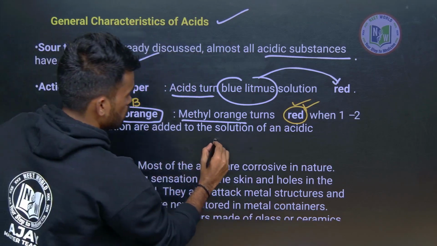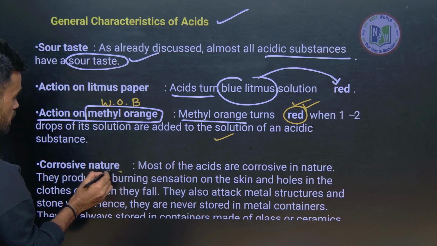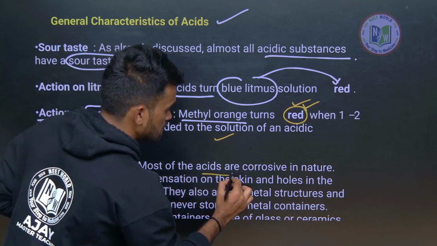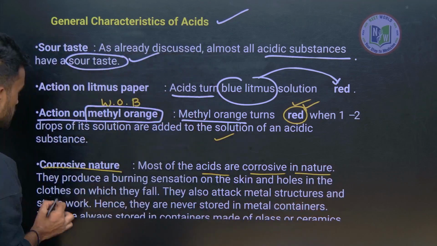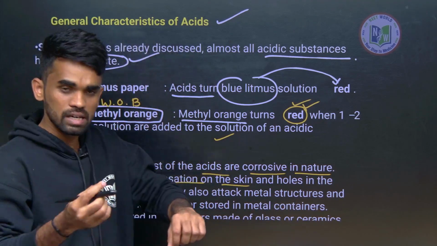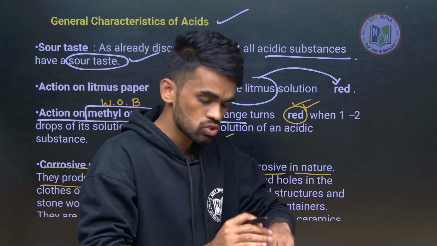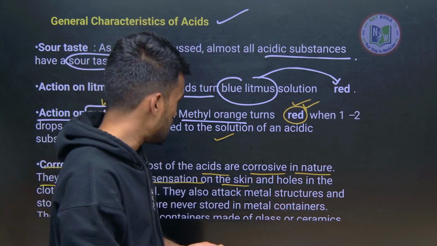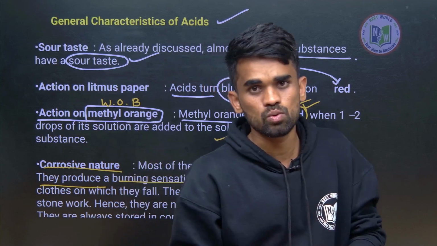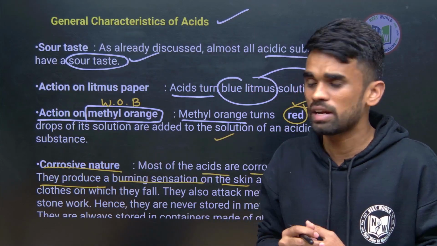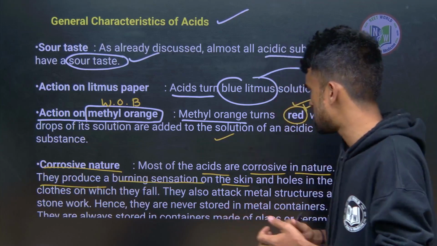So this is what I have mentioned here. Next, corrosive nature. Yes, acids have this corrosive nature. Most acids are corrosive in nature. They produce a burning sensation on the skin. Whenever acid falls on the skin, there will be some burning sensation. And when it falls on clothes, what happens? We will see holes on those clothes. This is very powerful, right? So it damages the clothes also.